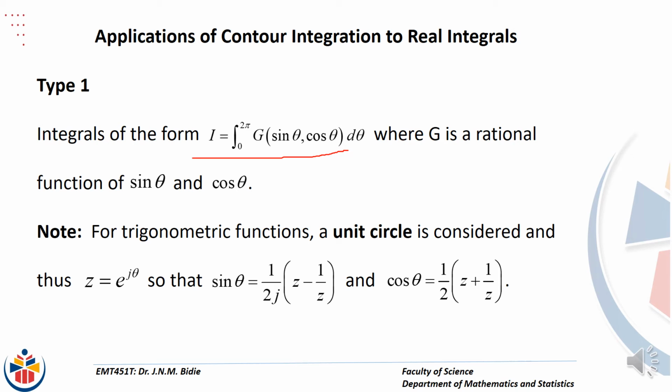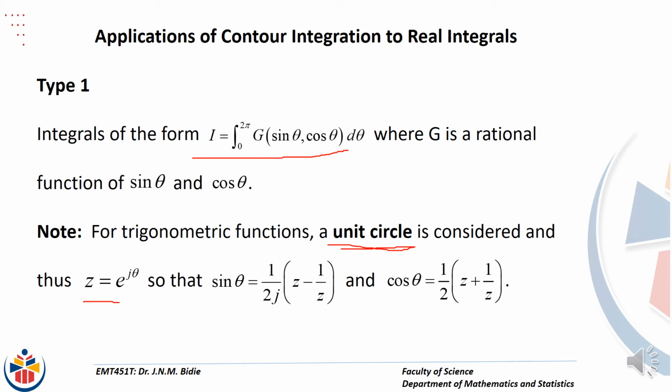One of the first things we need to do, because we're using complex analysis, and therefore we have to change everything to complex variables. So because we know sine theta and cos theta, they are always considered in a unit circle. Therefore, our z is equal to e to the power j theta, according to Euler's formula, which is cos theta plus j sine theta.